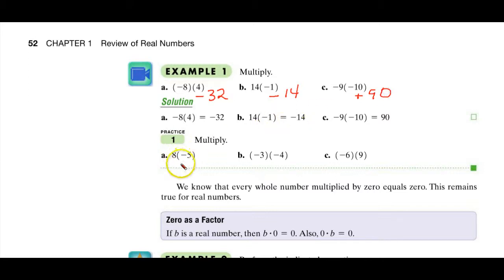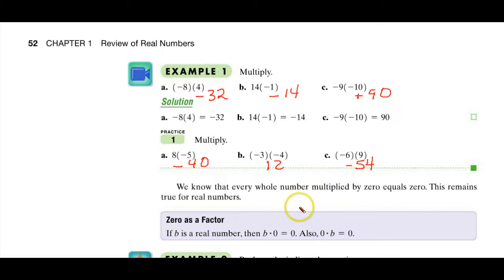And we'll do the practice. So a negative 40, a positive 12. Now we don't write it when it's positive. And 6 times 9 is a negative 54.